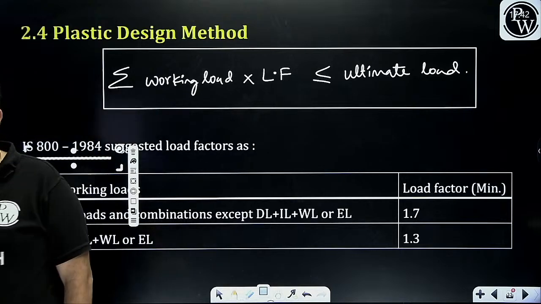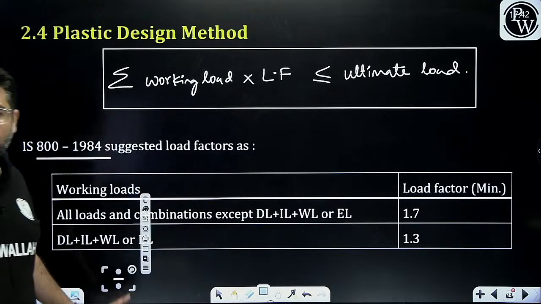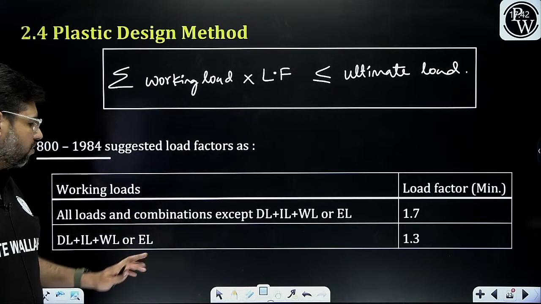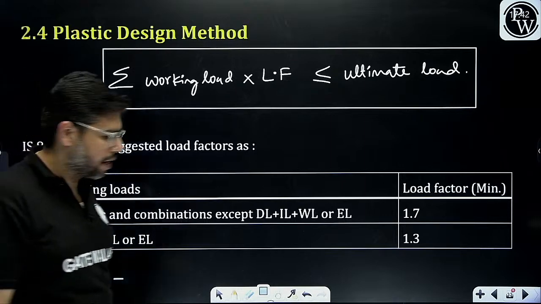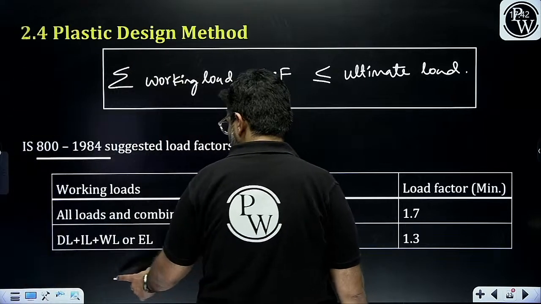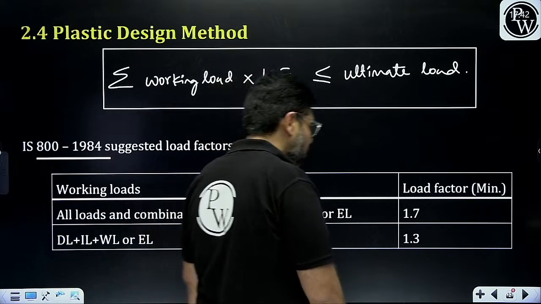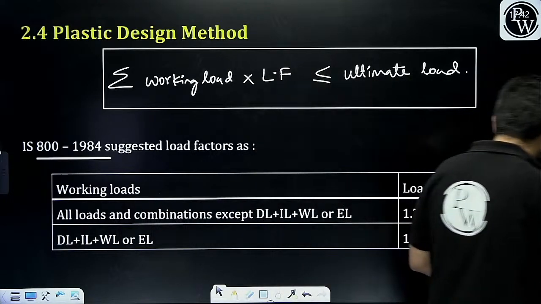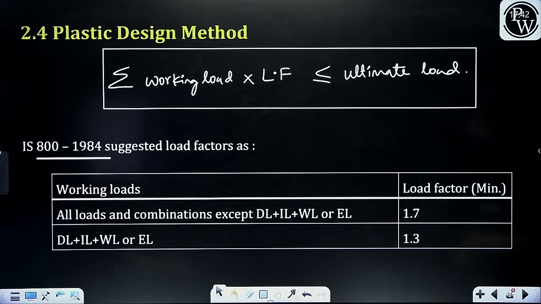The new code is silent about these recommendations. So, in the new code these recommendations are not mentioned for plastic analysis. So, for plastic analysis we will still refer to the old code only, and these are the load factors that are taken into design consideration. Got my point?